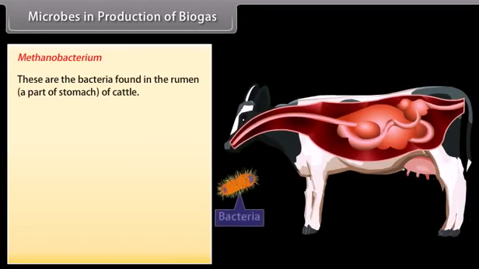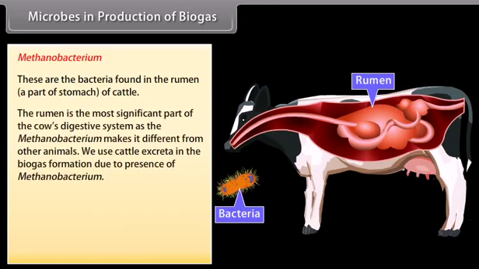Methanobacterium. These are the bacteria found in the rumen, a part of stomach of cattle. The rumen is the most significant part of the cow's digestive system as the methanobacterium makes it different from other animals. We use cattle excreta in the biogas formation due to presence of methanobacterium.